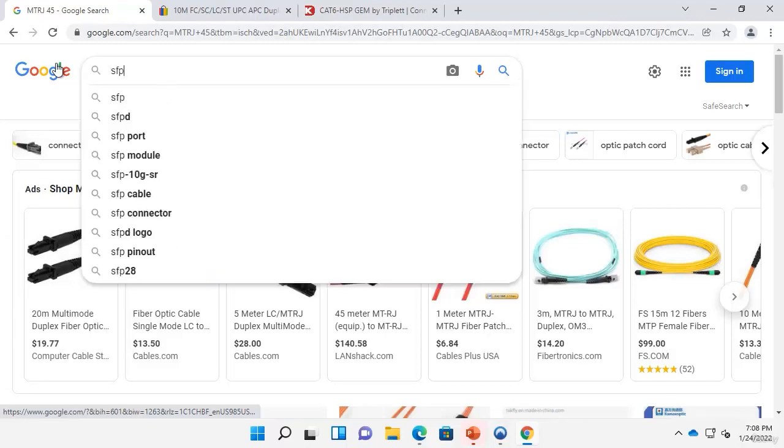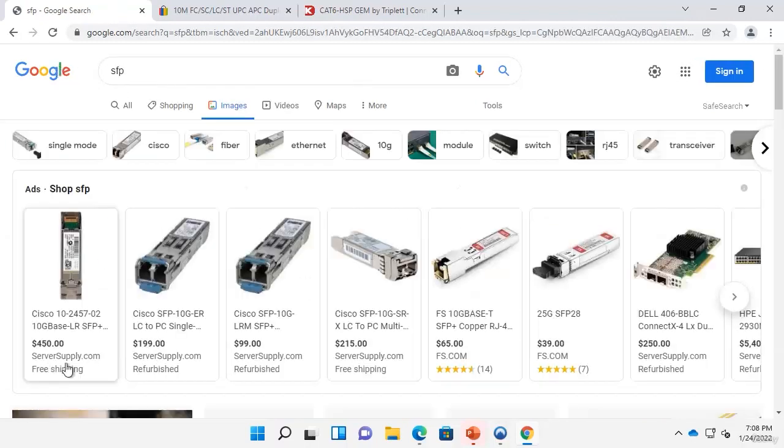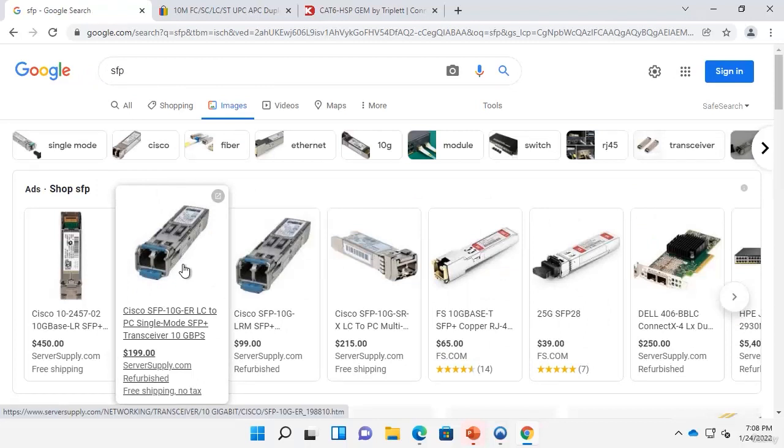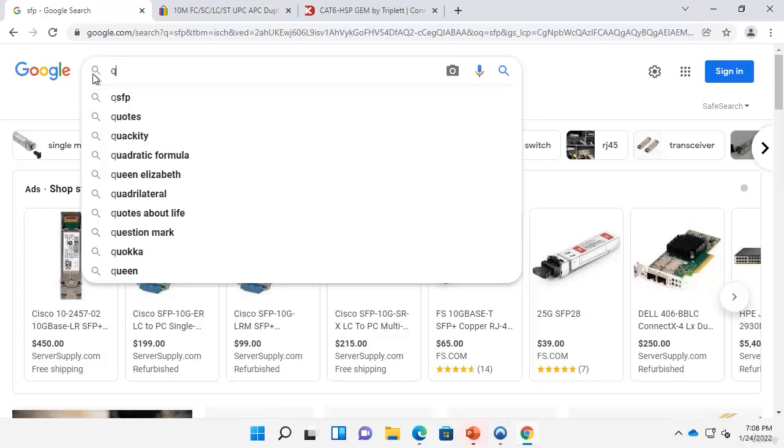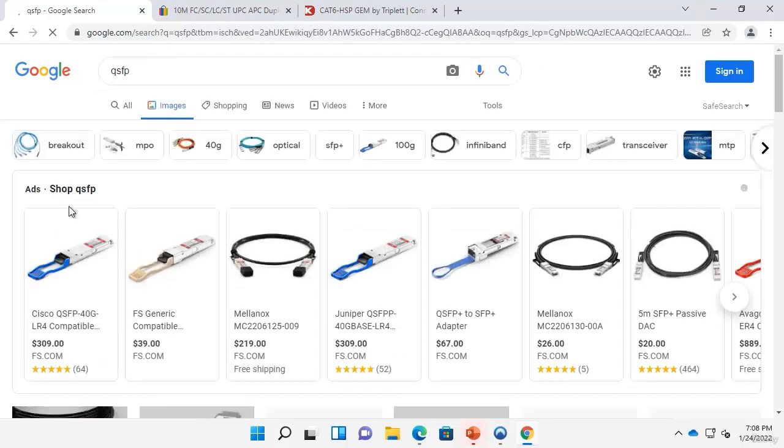Okay, so SFP, small form factor pluggable. That's actually SFP plus. When you start getting into the SFP versus SFP plus versus quad SFP, it's really about capabilities. The plus in SFP plus is required to get up to 10 gigs per second. If you get into the QSFP, let's see if we can get a good image here.